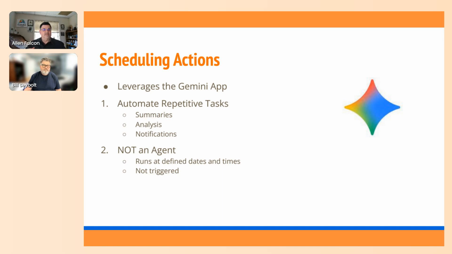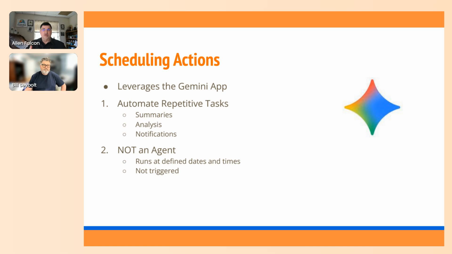Why are we talking about scheduling actions? It's a great way to leverage the Gemini app that comes with Google Workspace and your licensing there. It's a useful tool for automating repetitive tasks such as summary work, analysis work, notifications you want to receive on a regular basis. And it's important to note, however, that this is not an AI agent.